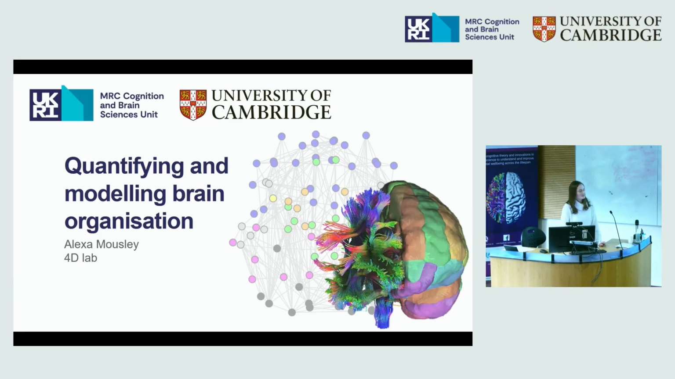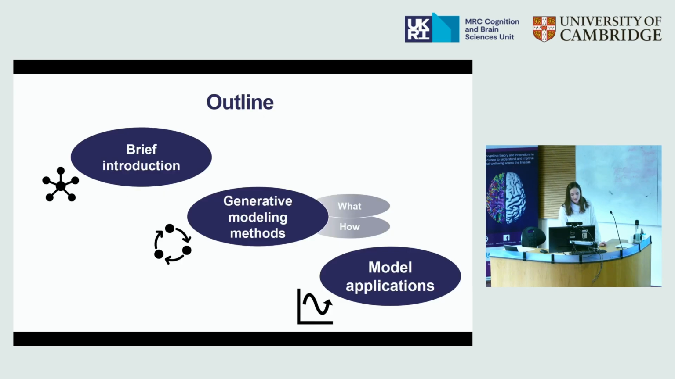I'm going to be talking about quantifying and modeling brain organization. So first, I'll give a brief introduction to how you quantify brain organization and why it's beneficial to model it. And then I hope to give a very basic outline of generative modeling methods, specifically what the model is doing and how it's doing it. And then I hope to have a little bit of time at the end to talk about ways in which the model has been applied in the past.